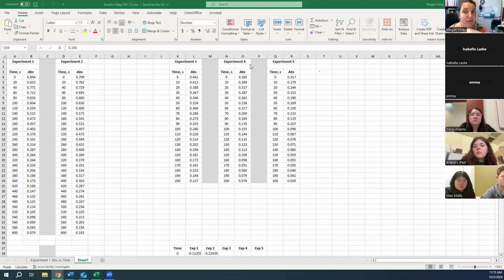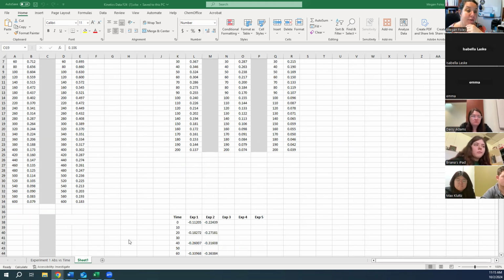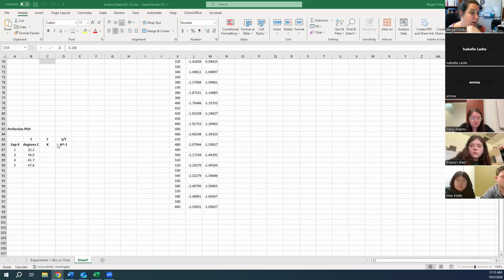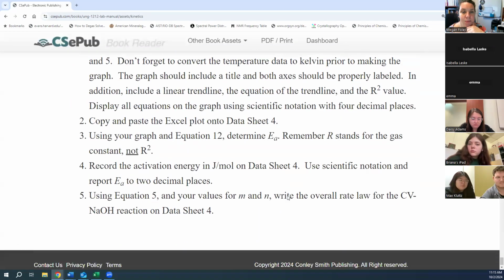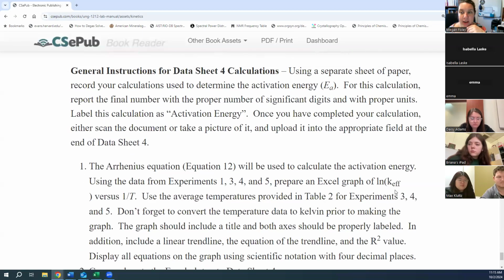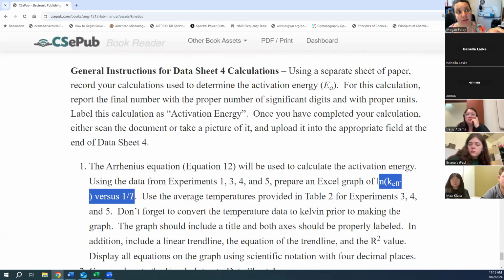So experiment 1, 3, 4, and 5, where we have the same sodium hydroxide concentration, but we have different temperatures. We're going to figure out the temperatures, and then we're going to find their K values, and from there we're going to graph that to make an Arrhenius plot. In that Arrhenius plot, we're going to take ln K effective versus 1 over temperature in Kelvin. The slope of that line will be negative EA over R, or activation energy over our gas constant.